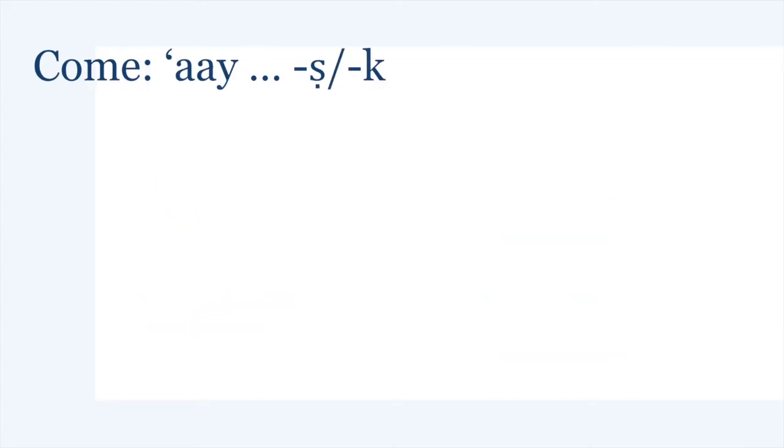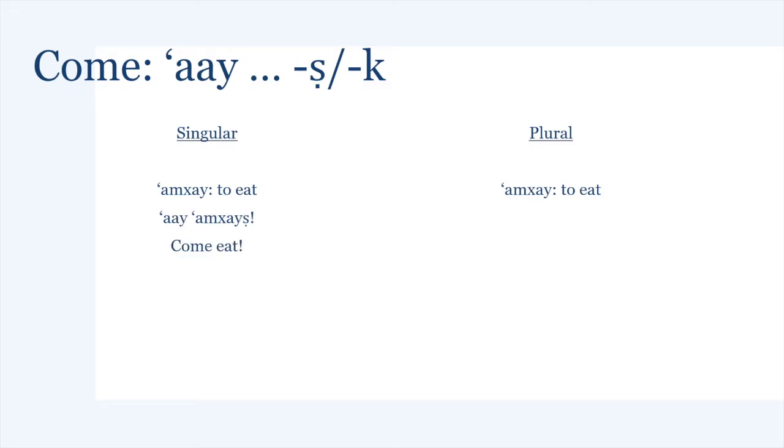So here's the other direction. Instead of go, you say come. So here, I means to come as a command. It's irregular again, but I'll explain more. Amchai means to eat. And when you say come eat, you say I amchai. So you add now the S with the dot under it. I amchai. Come eat.